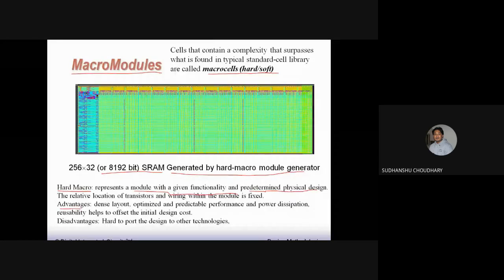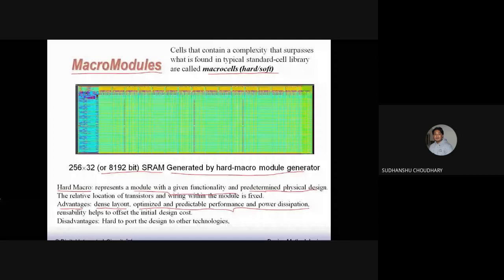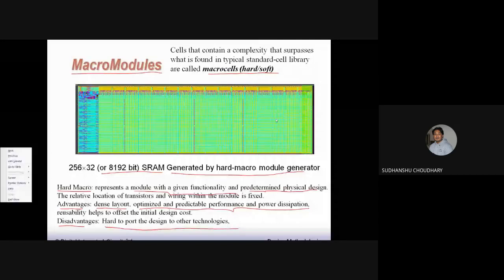The advantages of this hard macro are that dense layouts are possible, and these hard macros are already optimized for predictable performance and power dissipation. The disadvantage is that it is hard to port the design to other technologies, because this hard macro might be fabricated using some process technology. If you want to port the same hard macro to some other process technology, it is very hard.